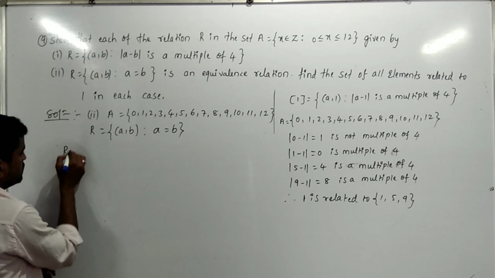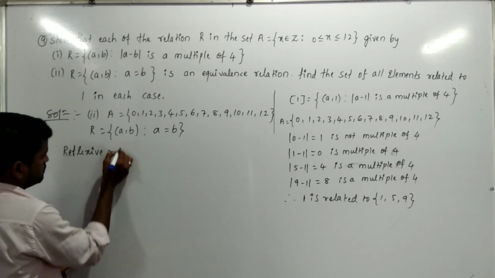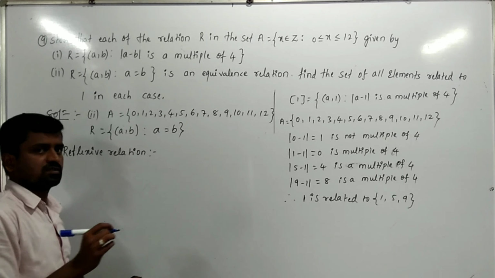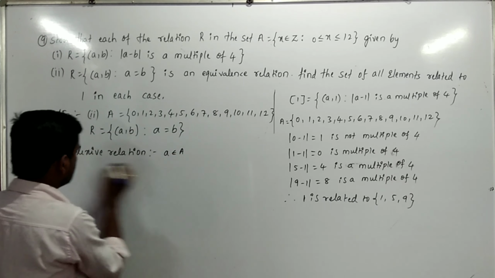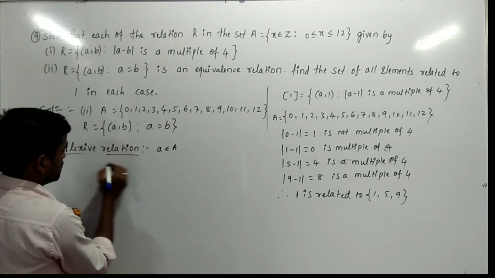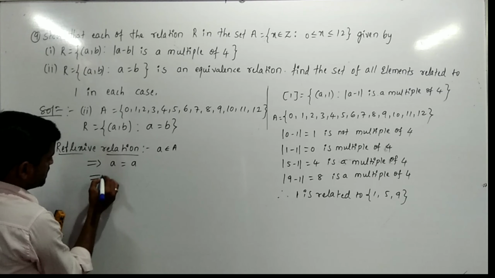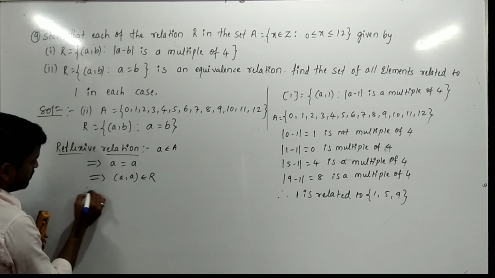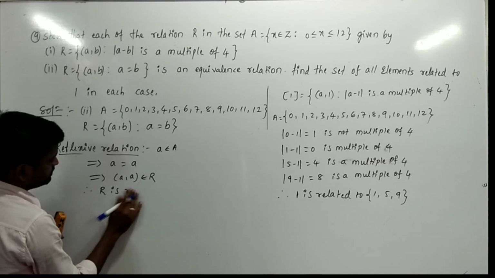First, reflexive relation. Here there is only one element. A belongs to set A implies A equal to A implies A comma A belongs to R. Therefore, R is a reflexive relation.